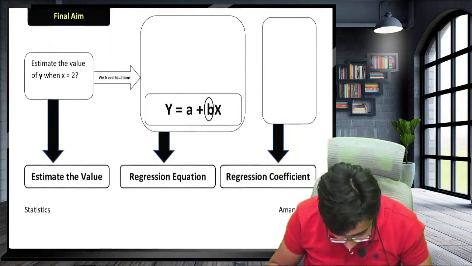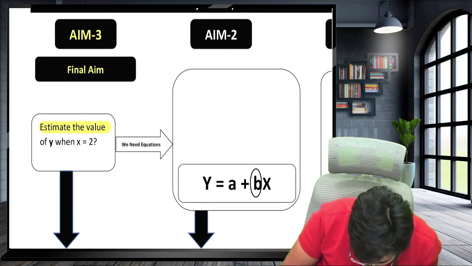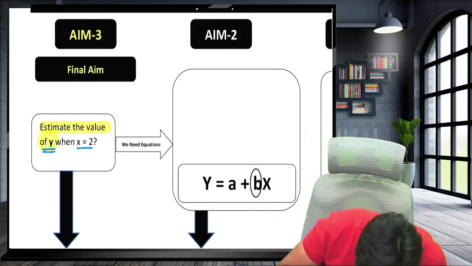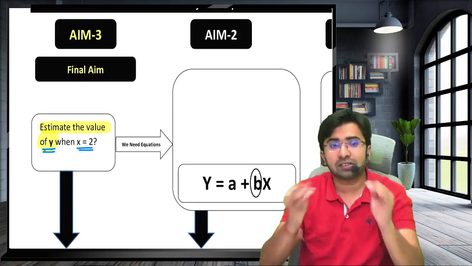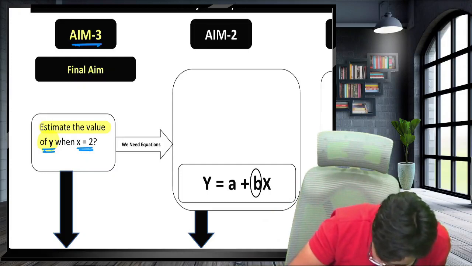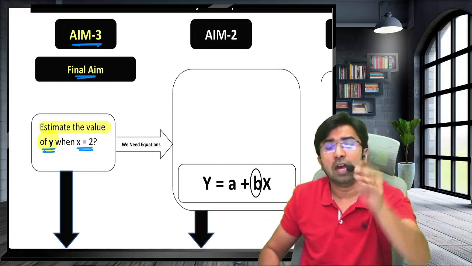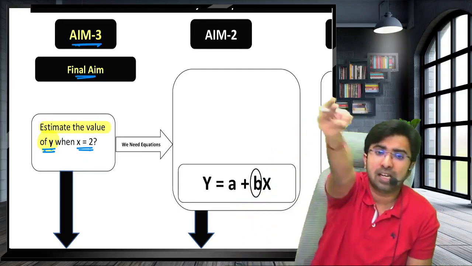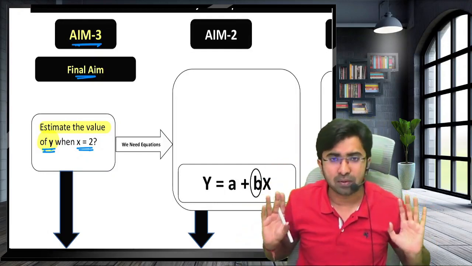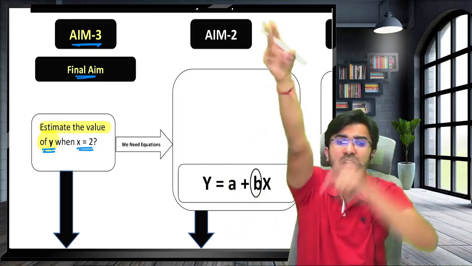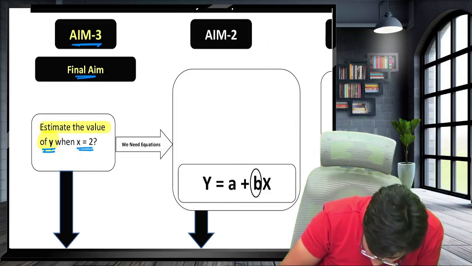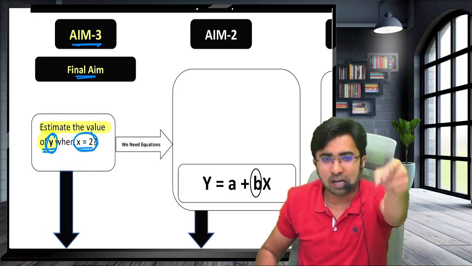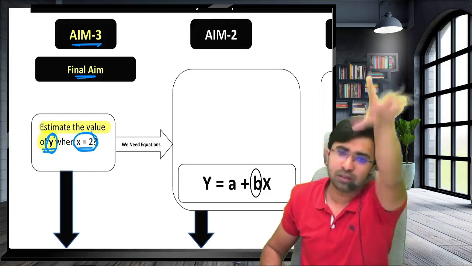Sir, it means, for example, if I ask you, guys, estimate the value of y. I am asking the value of one variable y when the value of x is 2. Guys, are you able to understand my first aim? What is my final aim? That final aim is the regression analysis definition. And what does the regression analysis definition say? Your final aim in this chapter is to estimate the value of one variable when you already know the value of the other variable. For example, you have to estimate the value of y when the value of x is 2.